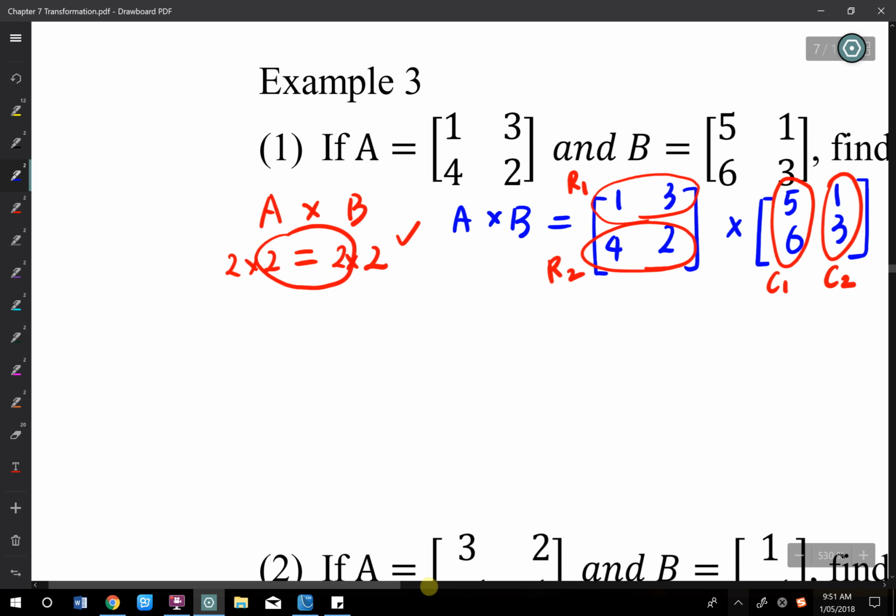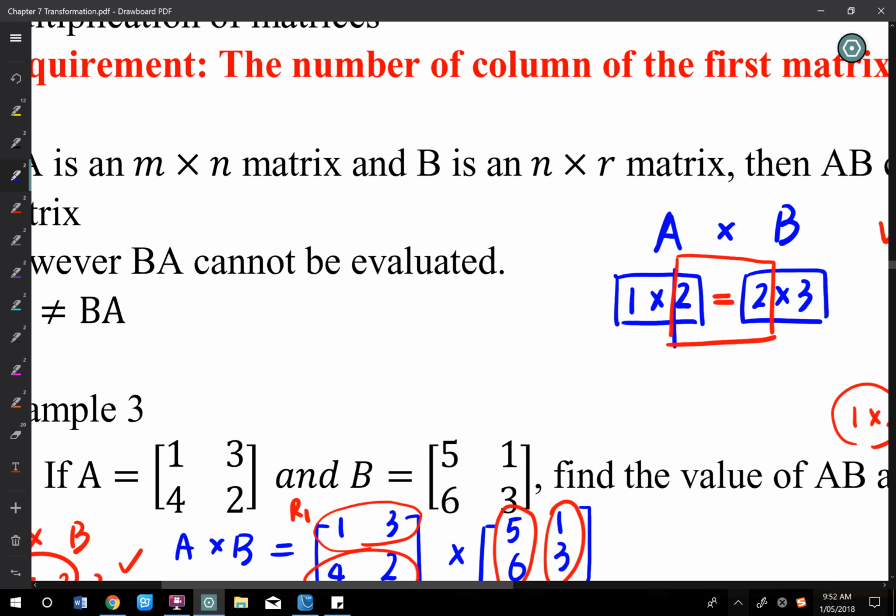Okay, so let's say those two can be evaluated, and then we have a matrix equal to C. So what's the dimension for C? The dimension for C will be those two numbers. It's a 2 times 2. Okay, what has been left? 2 times 2. I'll give you another example for this one.